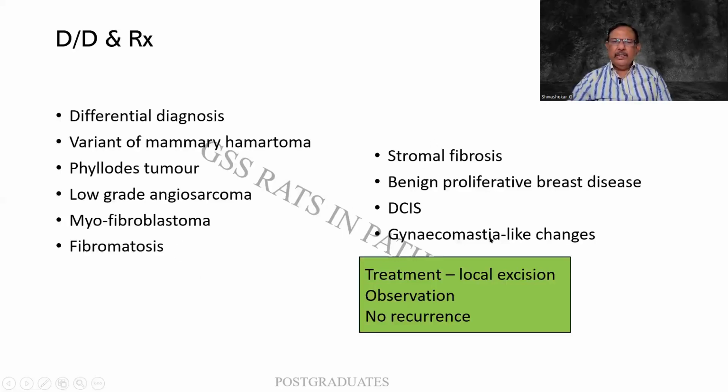Also given in the list are stromal fibrosis. It can be associated with benign proliferative breast disease or even ductal carcinoma in situ. There can be a gynecomastia-like picture that I had shown earlier. The treatment, however, will remain local excision and observation. No recurrence has been found in this case.